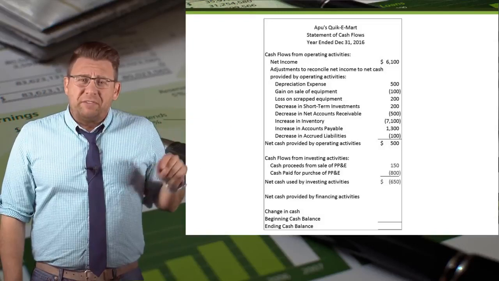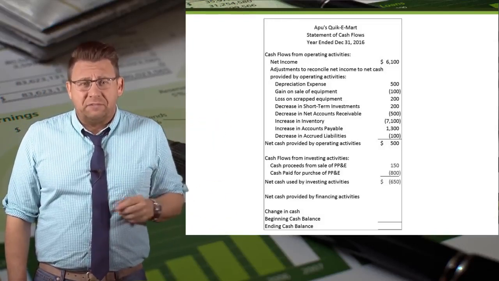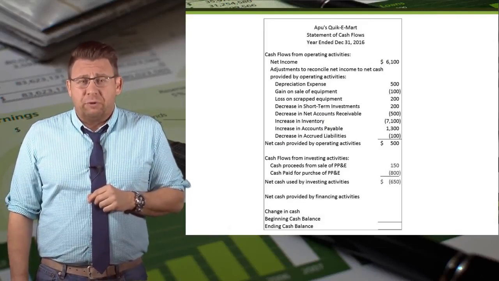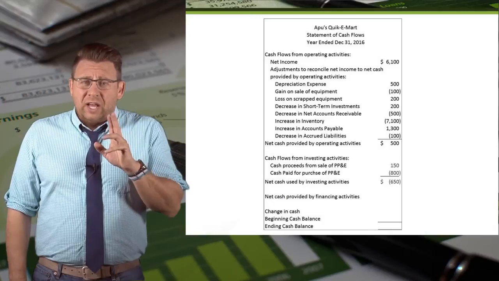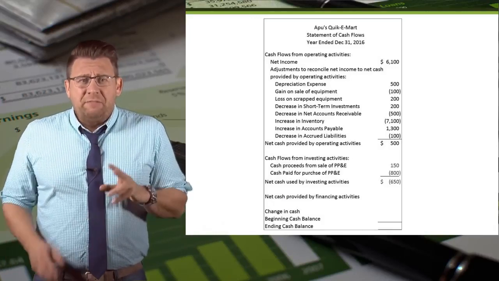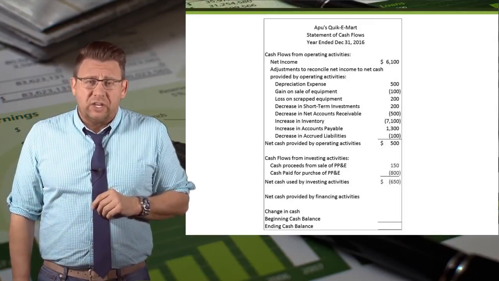So here's what the statement of cash flows looks like after completing the operating and investing activities section. You can see that we have negative net cash flow from investing activities of $650. Don't be alarmed by this. Investors and creditors expect to see negative cash flows in this section.